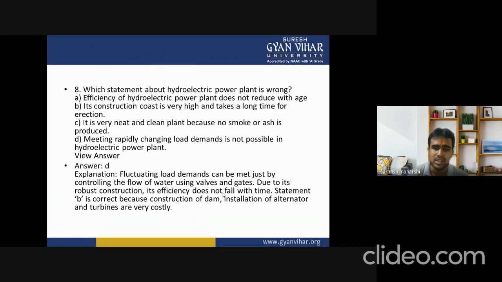Meeting rapidly changing load demands is possible in the hydroelectric power plant because fluctuating load demands can be met just by controlling the flow of the water using the valves and the gates. Due to its robust construction, its efficiency does not fall with time. Statement B is correct because construction of the dam, installation of the alternator, and turbines are very costly.